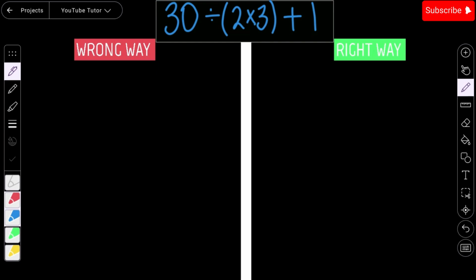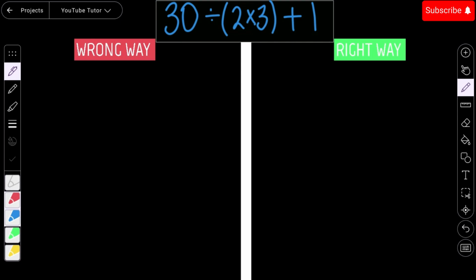Okay, so in this video, I'm going to be showing you how to solve 30 divided by 2 times 3 in parentheses plus 1 in the right way in order to avoid a mistake. So I'll take you through the way in which when you solve it, you are going to get it wrong or incorrect, and I'll correct you on how to solve it perfectly.